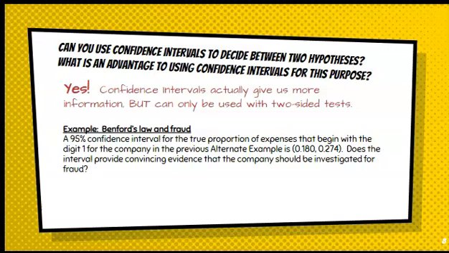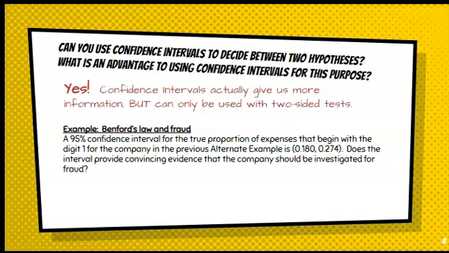So let's look at this. Now in Benford's law, remember we just did this test and we rejected the null hypothesis, okay, that we found that there is evidence that the proportion is different than 0.301. So let's look at this. A 95% confidence interval for the true proportion of expenses that begin with the digit 1 for the company in the previous example is 0.180 to 0.274. Does this interval provide convincing evidence that the company should be investigated for fraud?